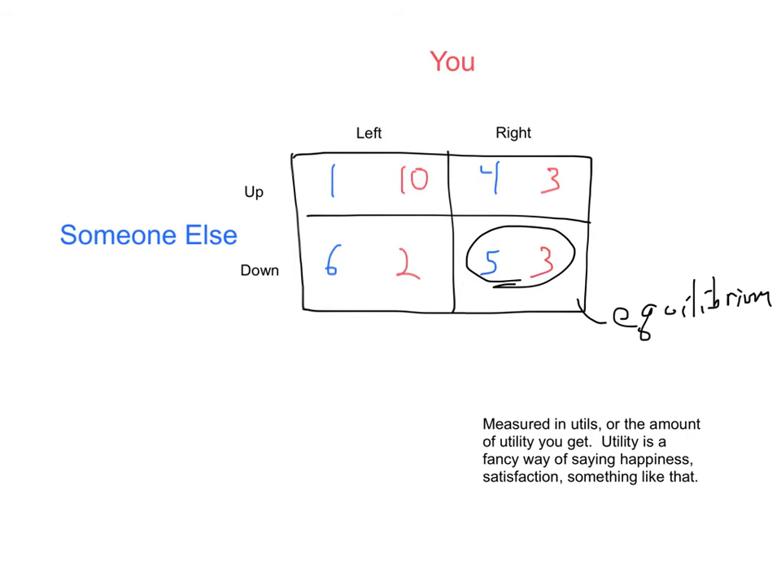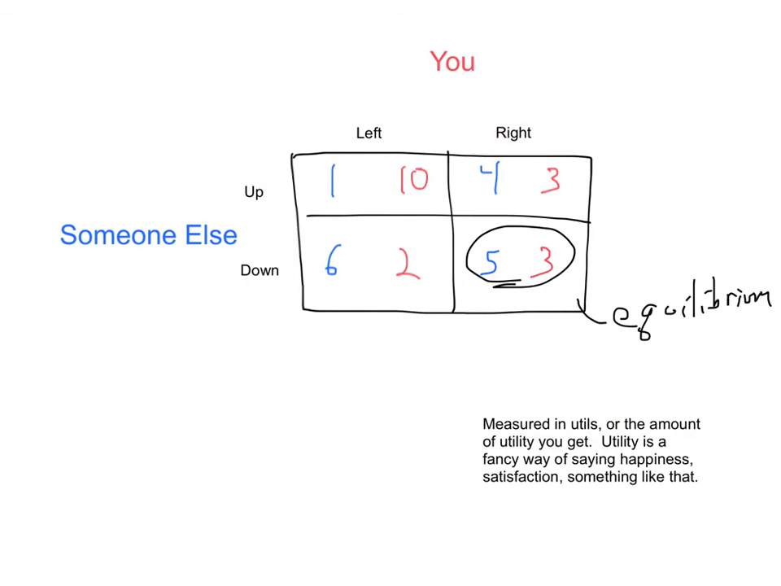And it's an equilibrium because nobody can make themselves better off by choosing something different. Notice if you choose left instead, if you move over here, then you're going to be worse off by 1. And if he chooses up, he's going to be worse off by 1. So you're going to just sit there. Now this assumes something else. This assumes that you can't negotiate with each other.